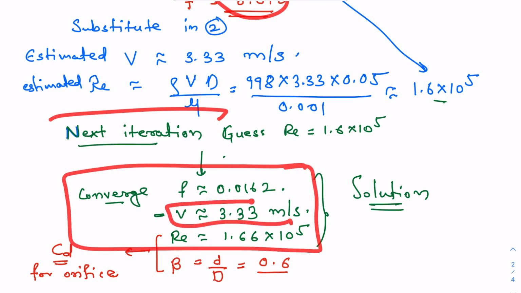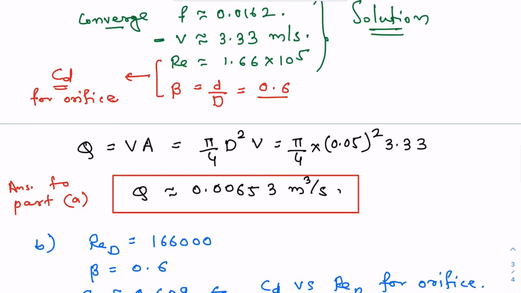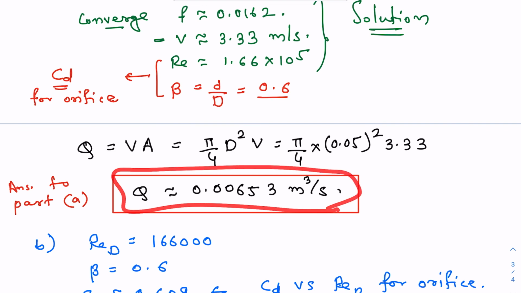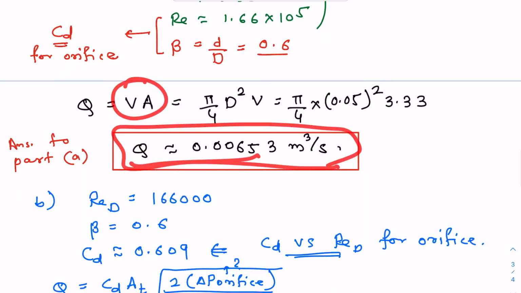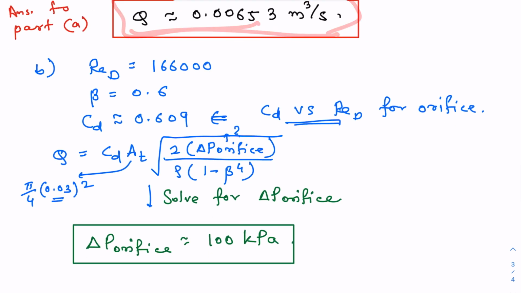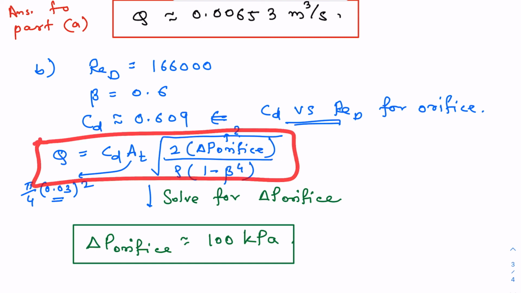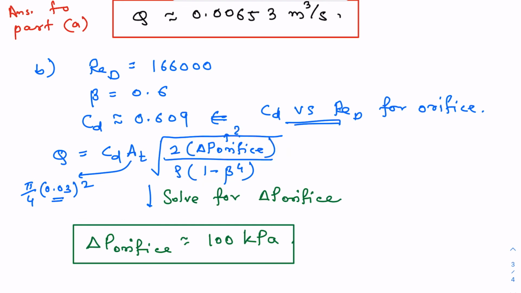So the velocity is this, and then flow rate is nothing but velocity multiplied by area, and this is the flow rate. And for finding out the non-recoverable head loss across the orifice, we just use this equation that we found in the lecture notes, which relates the flow rate to the pressure drop. Yes, so that's it for this problem.